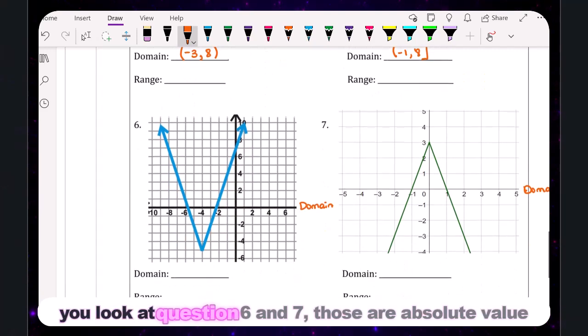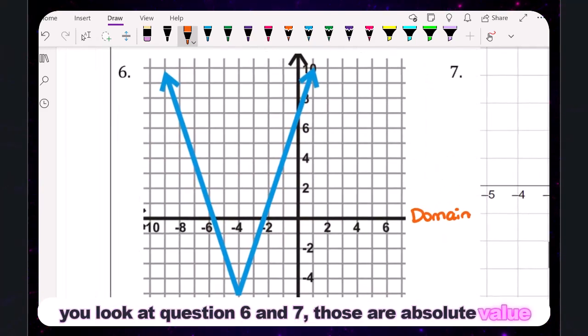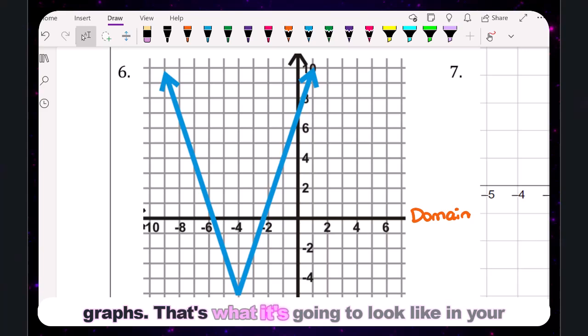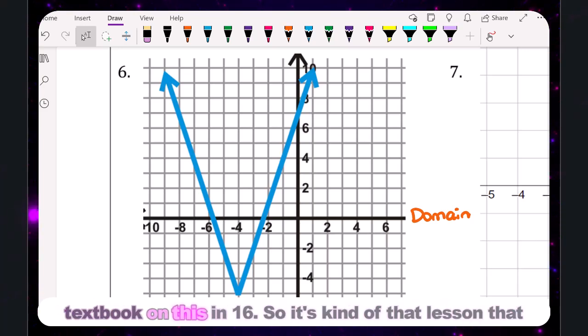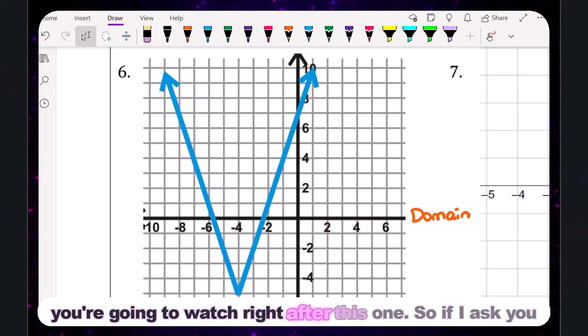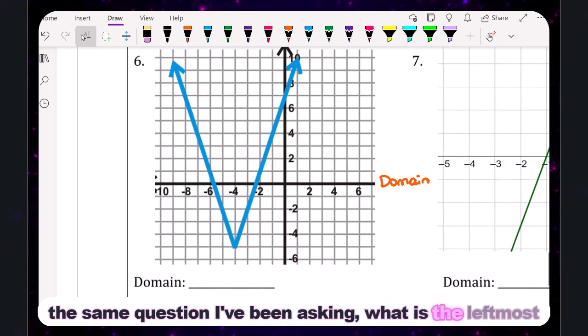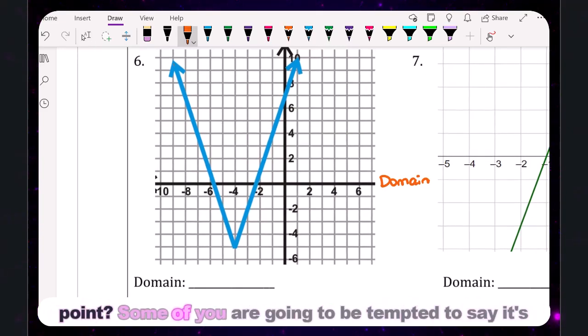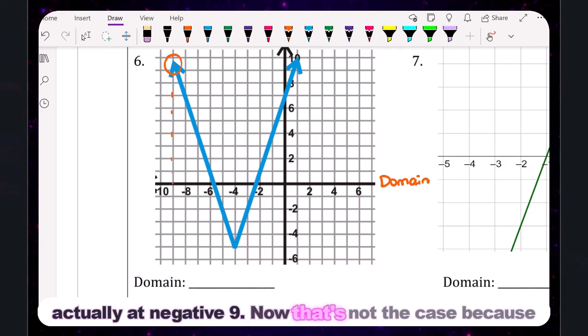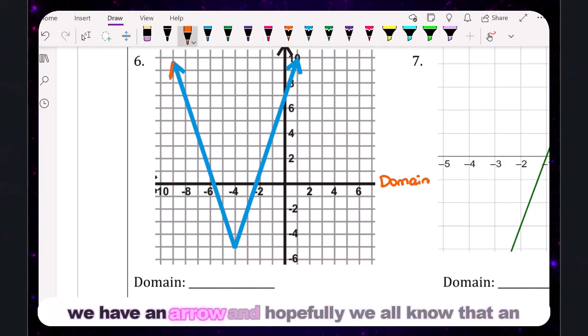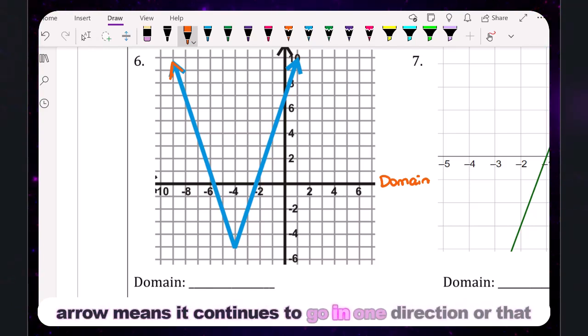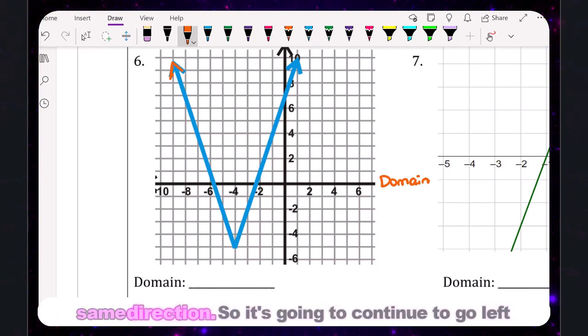If you look at question 6 and 7, those are absolute value graphs. That's what it's going to look like in your textbook on lesson 1-6. So it's kind of that lesson that you're going to watch right after this one. So if I ask you the same question I've been asking, what is the leftmost point? Some of you are going to be tempted to say it's actually at -9. Now that's not the case because we have an arrow, and hopefully we all know that an arrow means it continues to go in one direction, or that same direction.